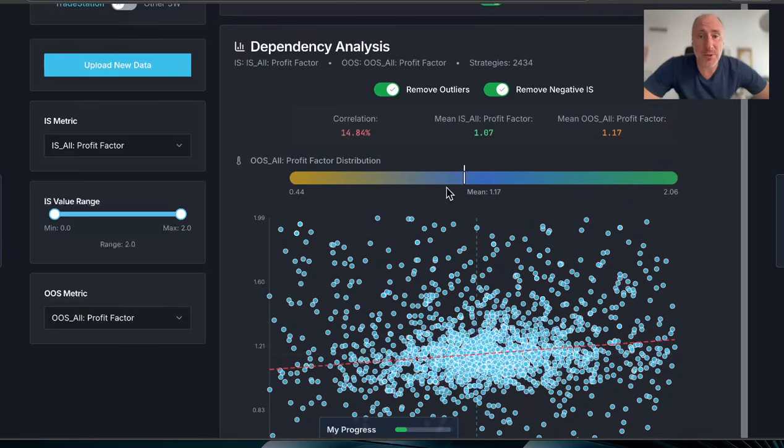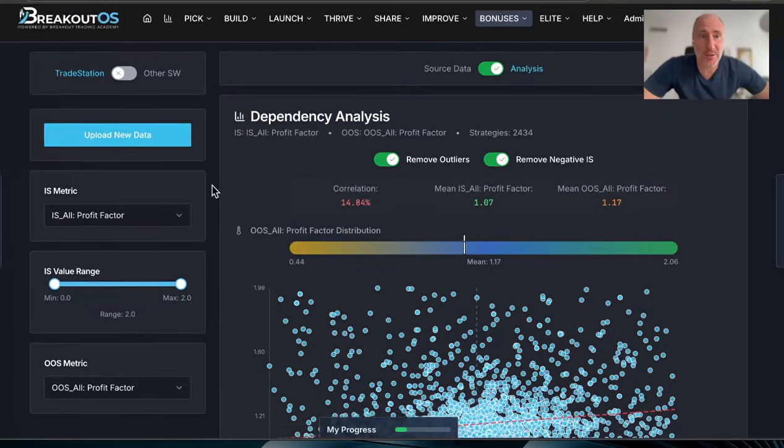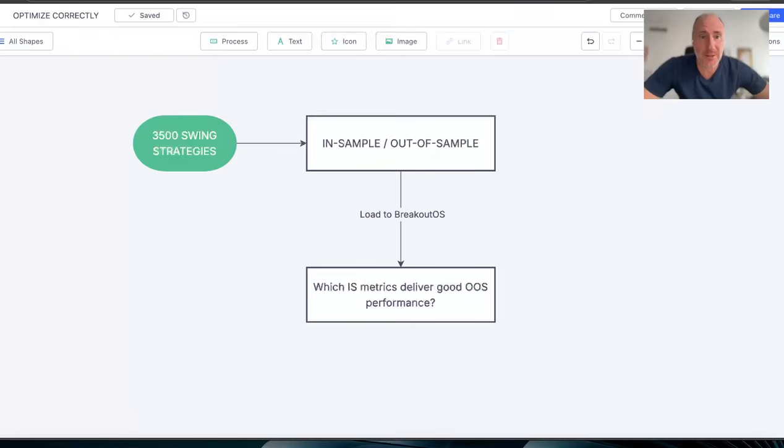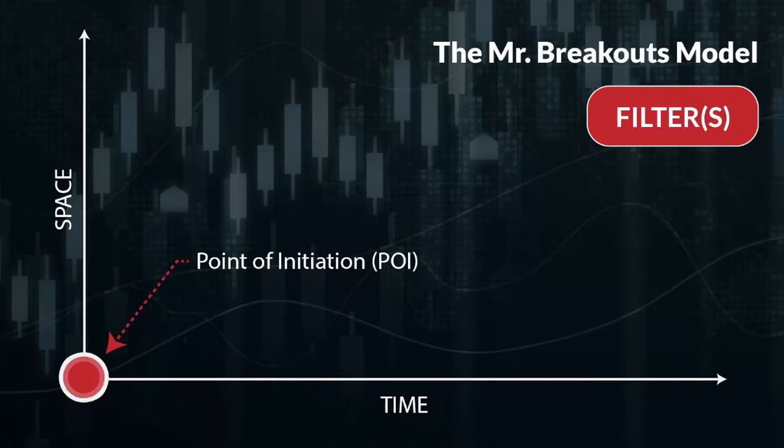So the approach that I took for this analysis goes like this, just to let you understand. I basically prototyped 3,500 swing strategies. This is swing strategies, but it works the same for day trading strategies, it doesn't really matter. Now, how did I prototype 3,500 strategies? I did so with the Mr. Breakout's formula, which allows me to prototype strategies really easily and really quickly.